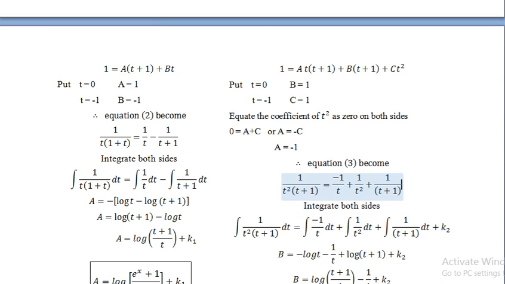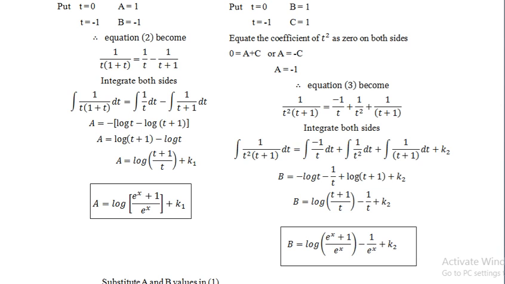Then use these a, b, c values in equation number 3 and integrate. So a is minus 1 by t, b is 1 by t square, c is 1 by t plus 1. Then integrate by taking an arbitrary constant k2. So the left hand side is b. Minus 1 by t, its integration is log t. 1 by t square gives minus 1 by t. 1 by t plus 1 gives log of t plus 1, plus k2.